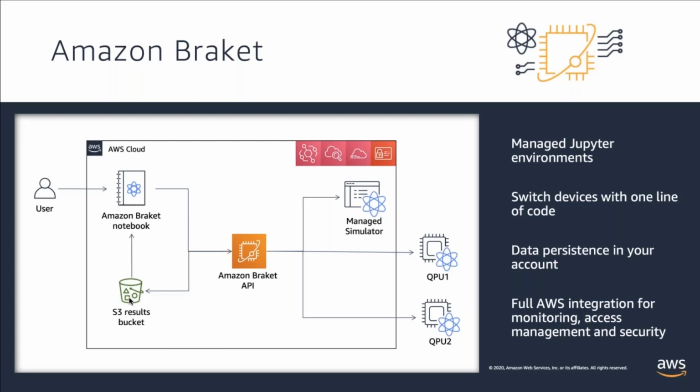And needless to say, Amazon Braket is fully integrated with other AWS services, from identity access management, to logging and monitoring, and also event-based processing. So we have services like IAM, Amazon CloudWatch, CloudTrail, and Amazon EventBridge to help you integrate your work into AWS.